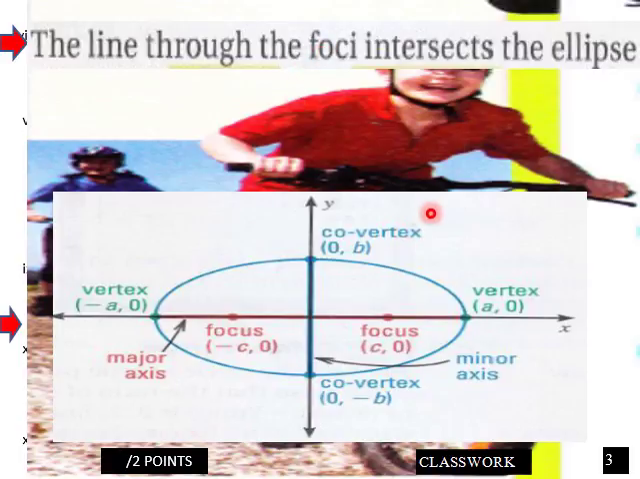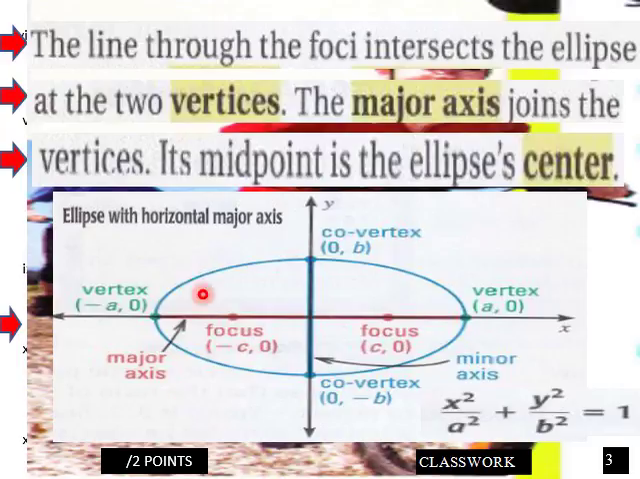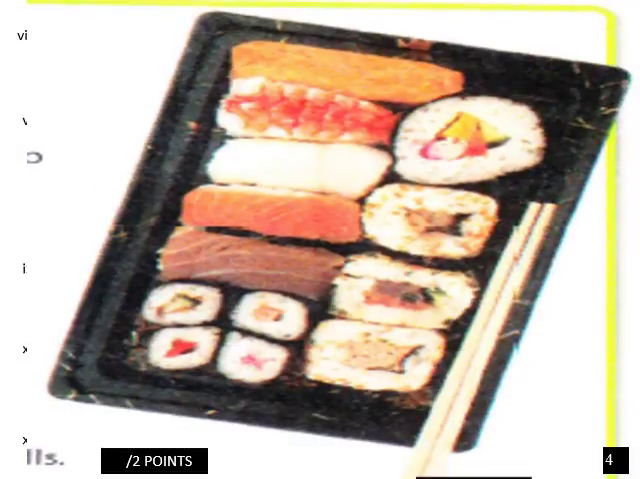The line through the foci intersects the ellipse at the two vertices. So we have vertices here, and then we have vertices over here. And then this would be our equation of an ellipse here, x squared over a squared plus y squared over b squared would equal 1. Its midpoint is the ellipse's center, so it joins the vertices. The center point here is called the center, like a circle.